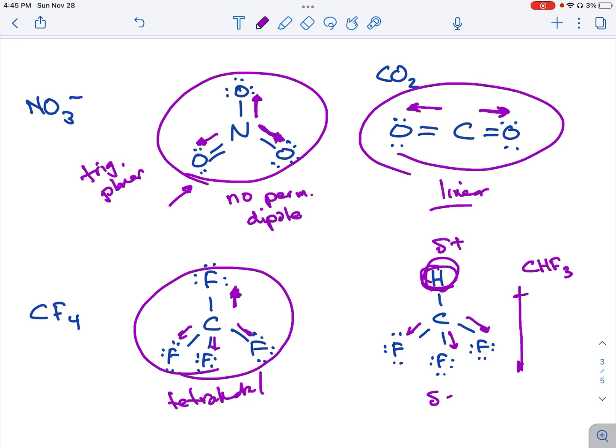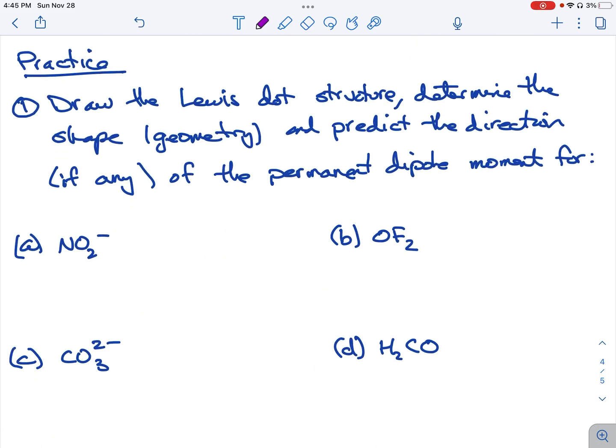But if all the atoms are the same on these three shapes, trigonal planar, linear, tetrahedral, then you won't observe a dipole. It'll be nonpolar. All right. Okay, so go ahead here and work a practice problem. Get out a piece of paper, get out your periodic table, get out your pens and your pencils, and work through this, and then I will work through it. So pause the video, work through these on your own.